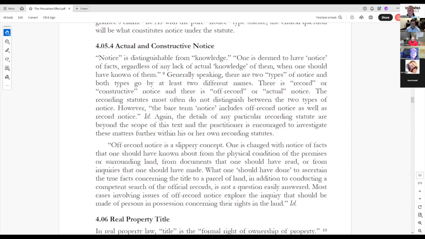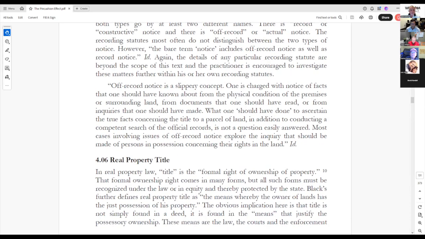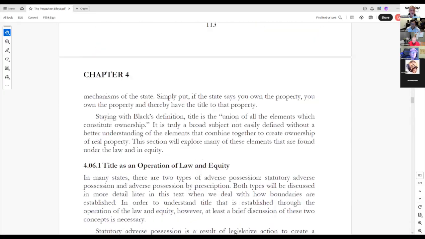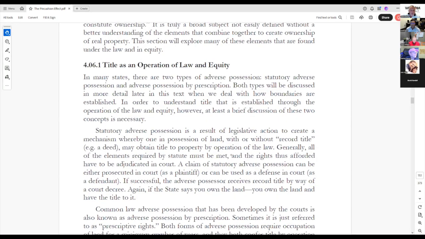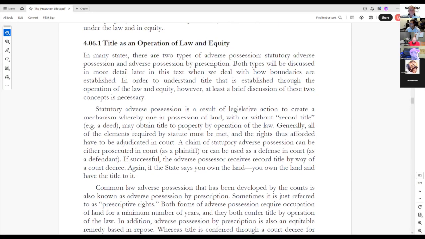Wonderful. Okay, in the last couple minutes we have real fast, the chapter finishes out talking about, I'm just going to read some of the top lines here. So, title as an operation of law and equity. Talk about record title, marketable title, and insurable title.